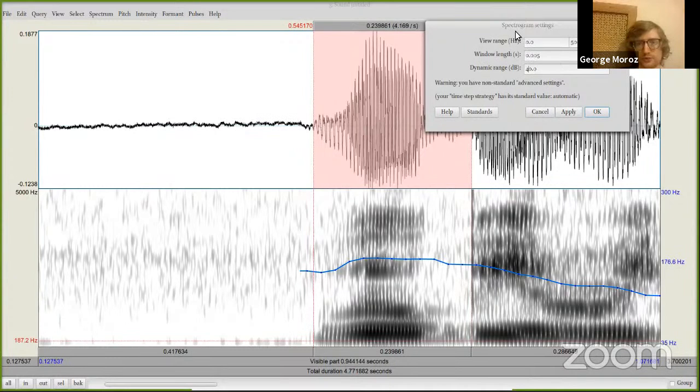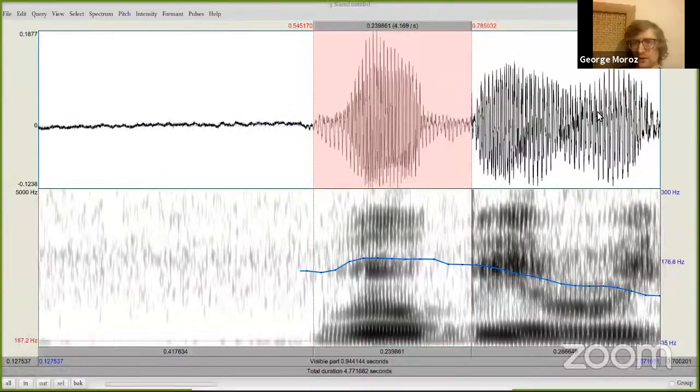It is important to me that you know how to manipulate spectrum settings and what corresponds to what on the spectrum. Here, on the y-axis you have different frequencies, and we can manipulate what is shown to us. So those 5,000 hertz are not the only thing that you can see in the world of spectrograms. Okay.